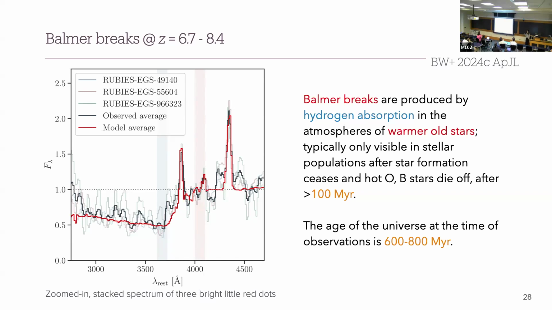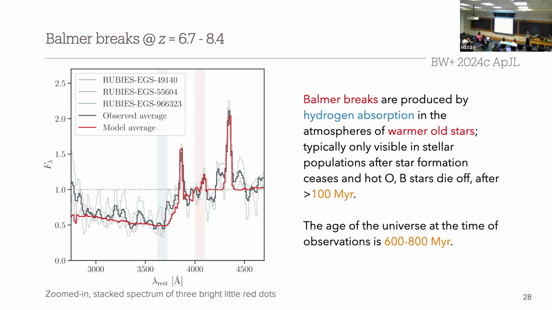So it lies on top of the observed black lines, meaning the models can also properly interpret this break as a Balmer break from stars. Now, this is really surprising because Balmer breaks are produced by hydrogen absorption in the atmosphere of warm old stars. They are typically only visible in stellar populations after star formation has shut down for over 100 million years or something. So we are looking at really old stellar populations. But the age of the universe at this redshift is only 600 to 800 million years, giving very little time to form those evolved stellar populations.